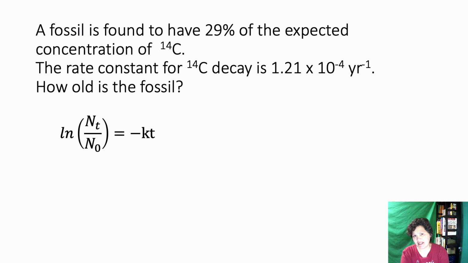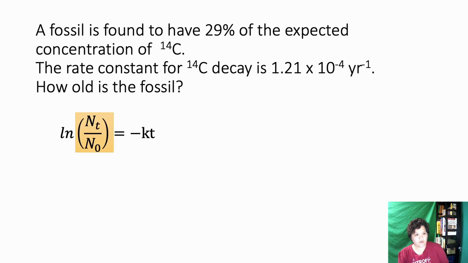You might have done problems like this in Gen Chem or possibly even some sort of biology, where they tell you, okay, a fossil is found to have 29% of the expected concentration of carbon-14. Here's the rate constant for carbon-14. How old is the fossil?